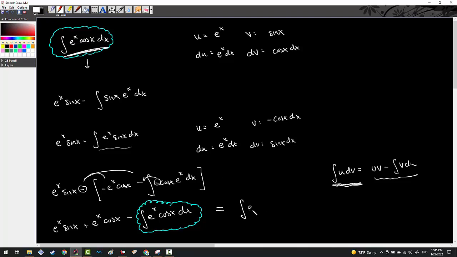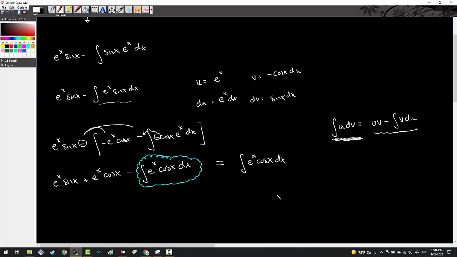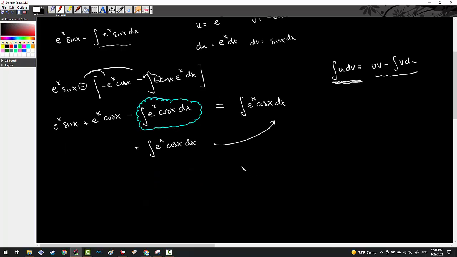So that's going to be e to the x cos x dx. And what I'm going to do is solve for that expression, by adding the duplicate over. And what I get is e to the x sine x plus e to the x cos x equals 2 of these integrals of e to the x cos x dx. And again, I'm trying to solve for the expression, so I'm going to just divide everything by 2.